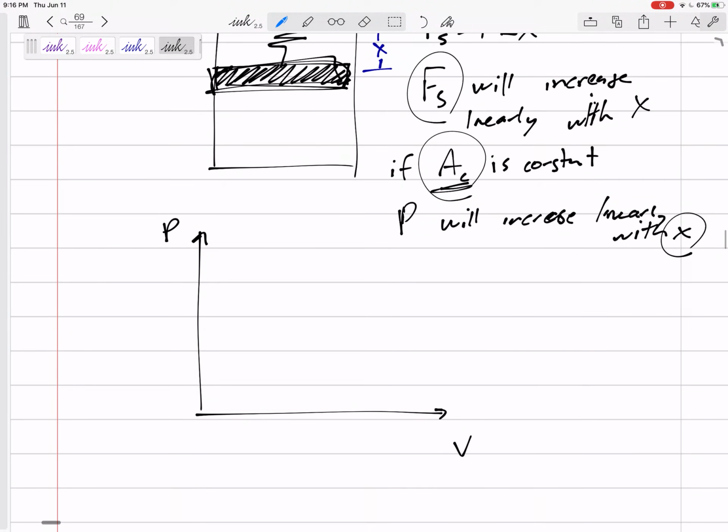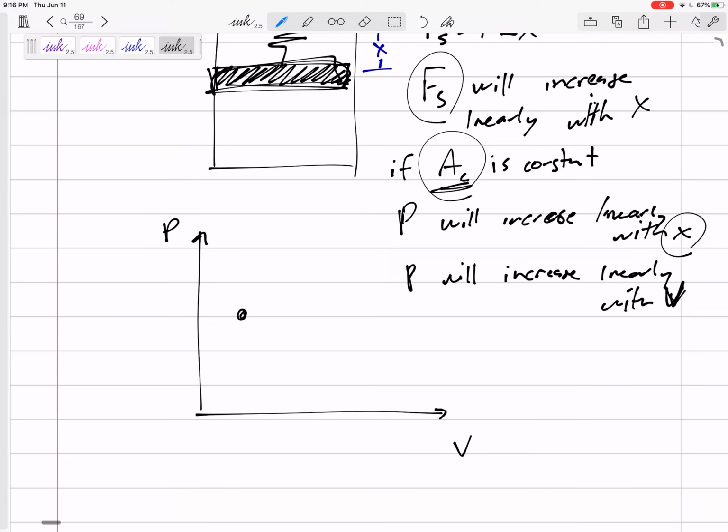And if the cross-sectional area is constant, then the pressure, this is what we're getting to, will increase linearly with volume. Because the difference between x and volume of a cylinder is just cross-sectional area. Volume is cross-sectional area times x, and if cross-sectional area is constant, then V behaves similarly to x. P will increase linearly with x.